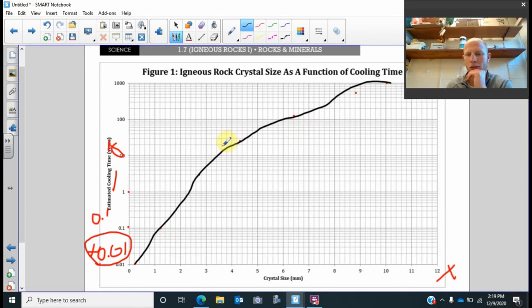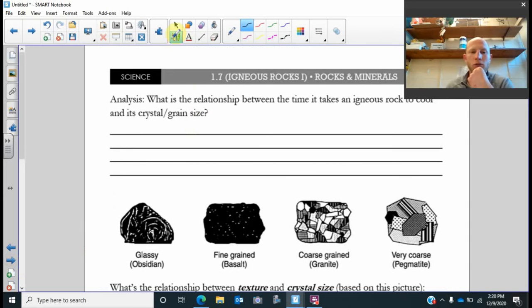If you need to pause and take a look at it, here's 24 years right here and 4.3 centimeters. Here's 110 years and 6.4 centimeters. Here's 565 years and 8.8 centimeters. And then here's 997 years and 10 millimeters. Okay, if you guys need some help with that. So let's go ahead and move on to this.